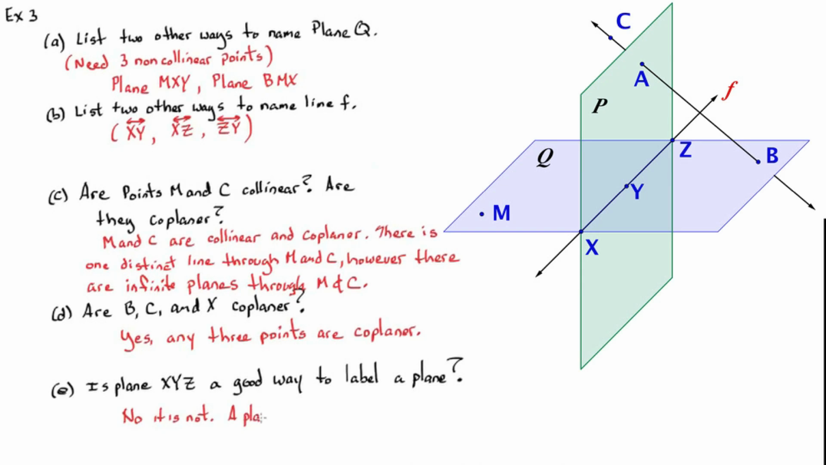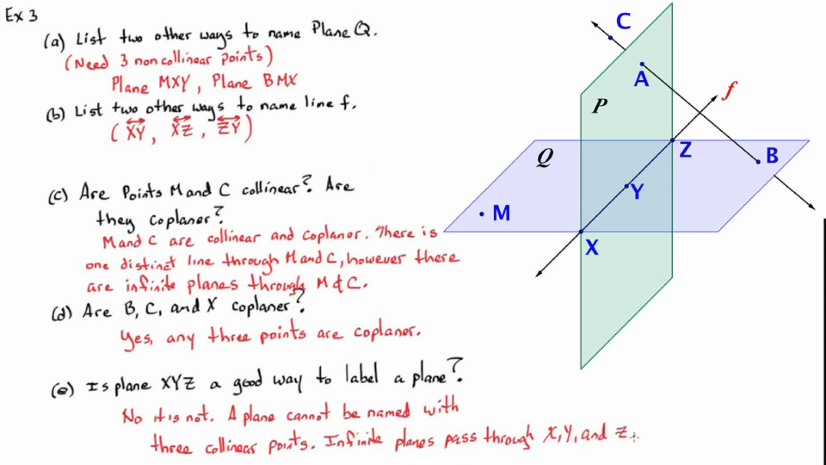And part E, no it is not. A plane cannot be named with 3 collinear points. Infinite planes pass through X, Y, and Z.